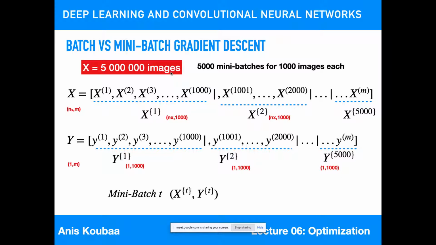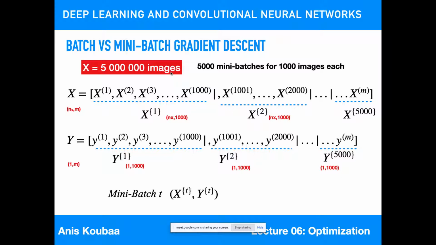But the problem with this technique is that it is not very practical when you have such a large number of images, because it will be very slow. You have to wait for all 5 million images to go through in one pass in order to make one backward propagation. So the forward propagation will have to go through all the 5 million images, which is a very, very large number.